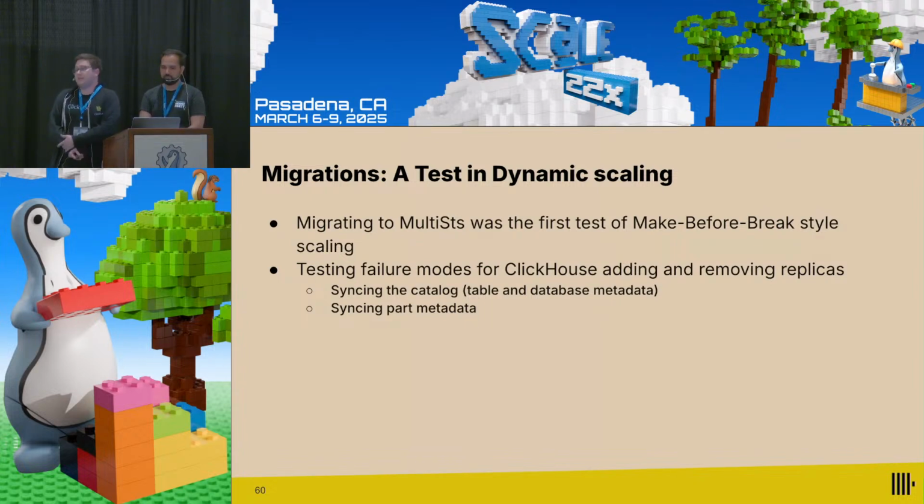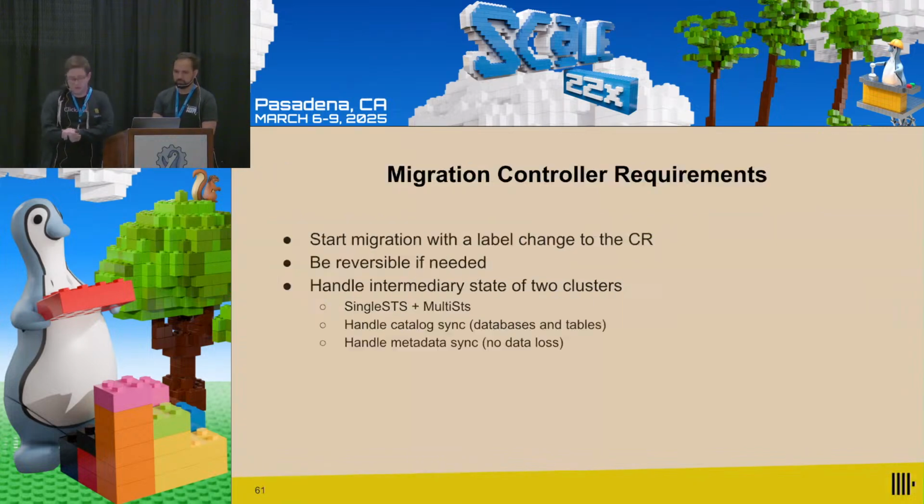From our own code, in terms of the operator, we wanted to test, does multi-STS actually work? So this migration, as Manish described, is an MBB, make before break event. So we are actually going to add replicas and remove them and see if that all works. In terms of our migration controller, we wanted something where we could add a label, and this migration controller would take over, perform the migration. We wanted something that could be reversible if we needed to. If something went wrong with the migration, we could undo it and go back to this single stateful set mode.